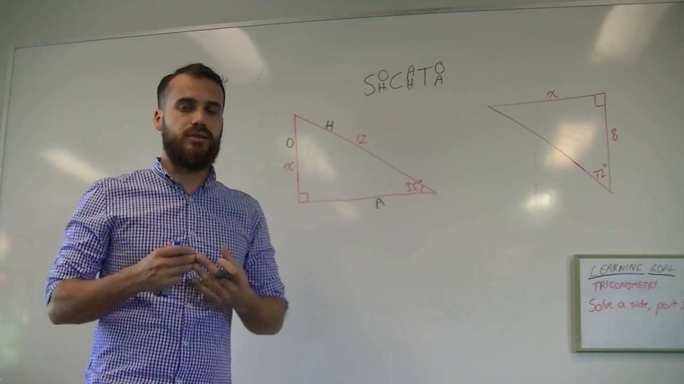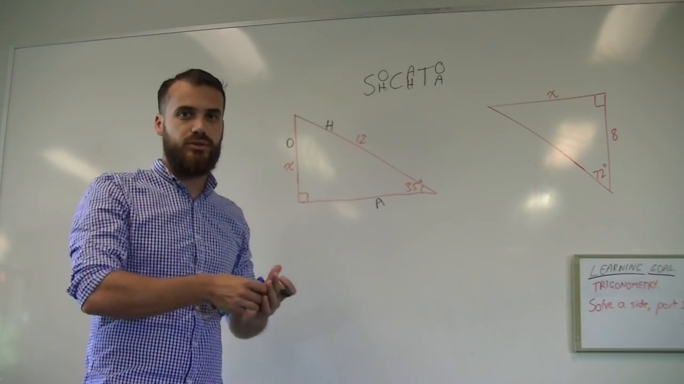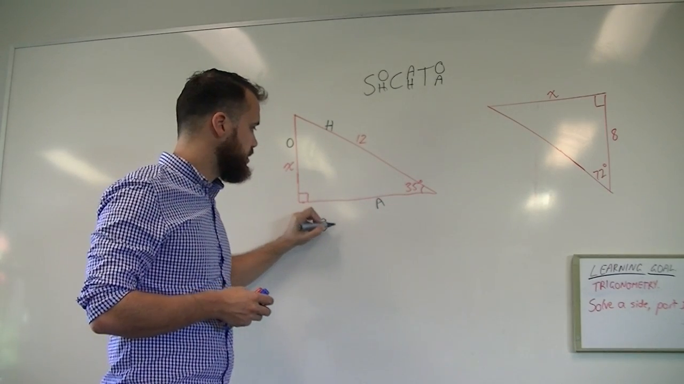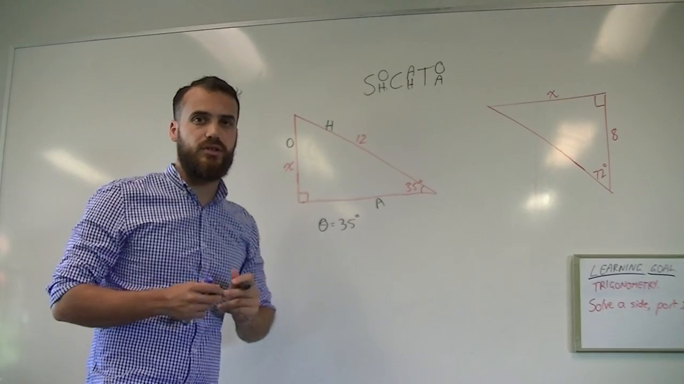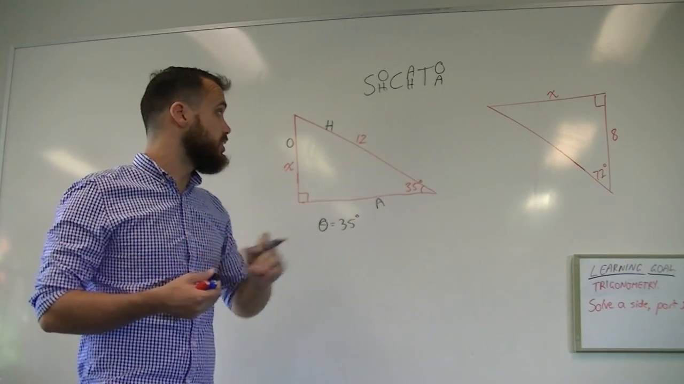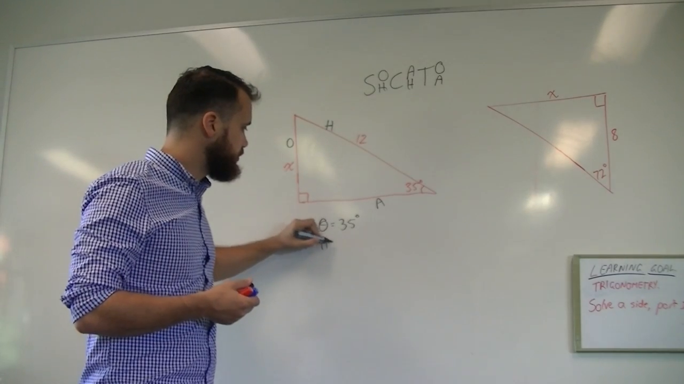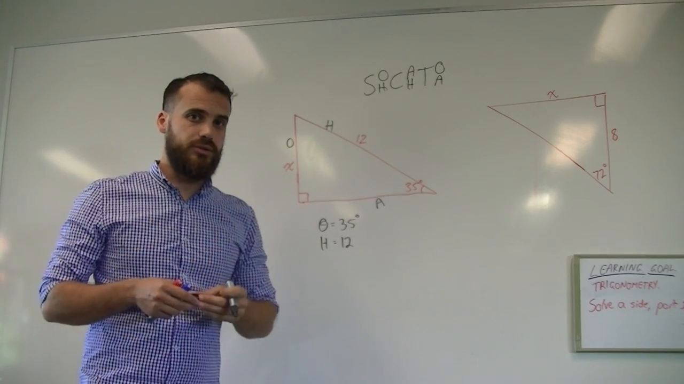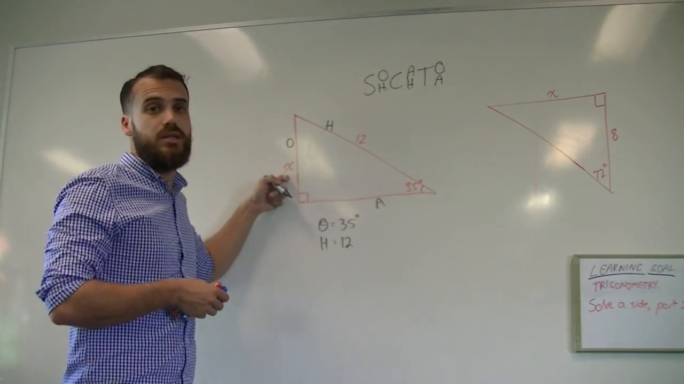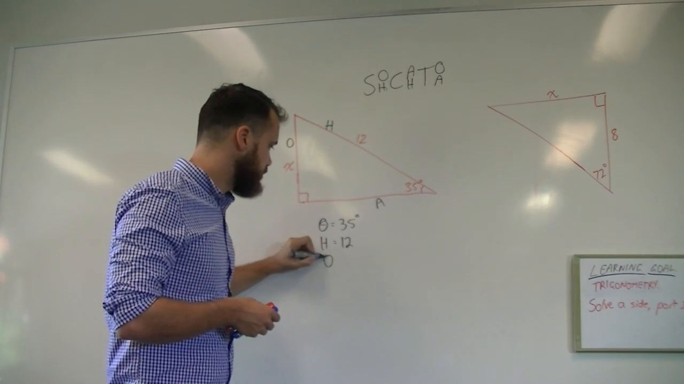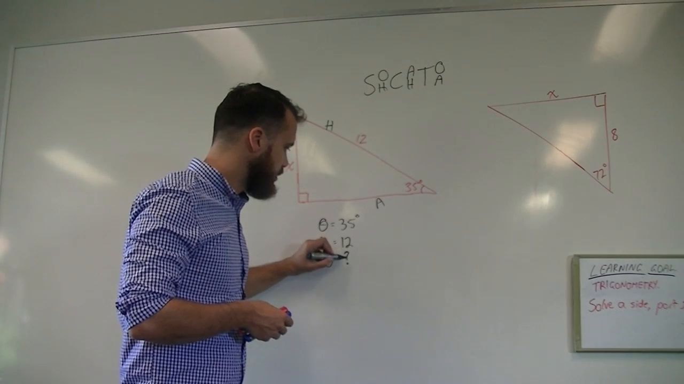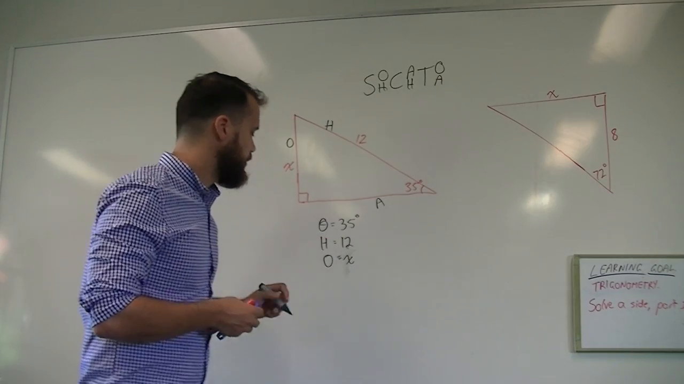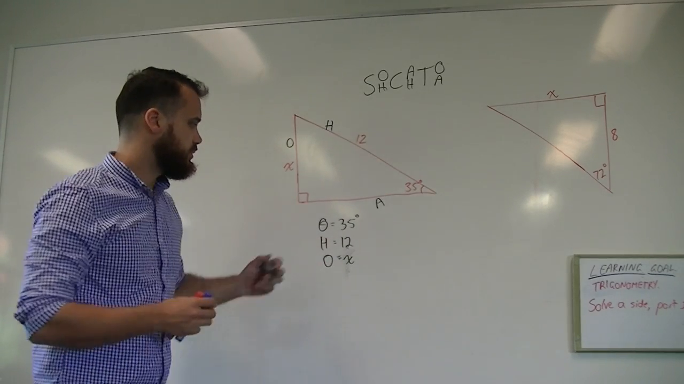Next, do a summary: things that you know and things that you want to know. For instance, I know that the angle here is 35. That's my angle of interest, 35 degrees. What else do I know? I also know that my hypotenuse is 12. Now, what is the thing that I want to know? I want to know what the opposite is. That's my x. I won't put a question mark here, we're not in primary school anymore. The opposite side, x.